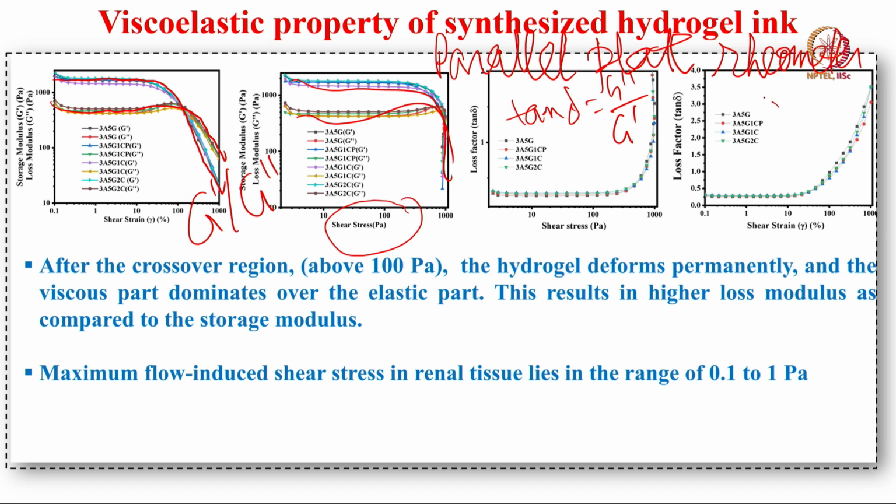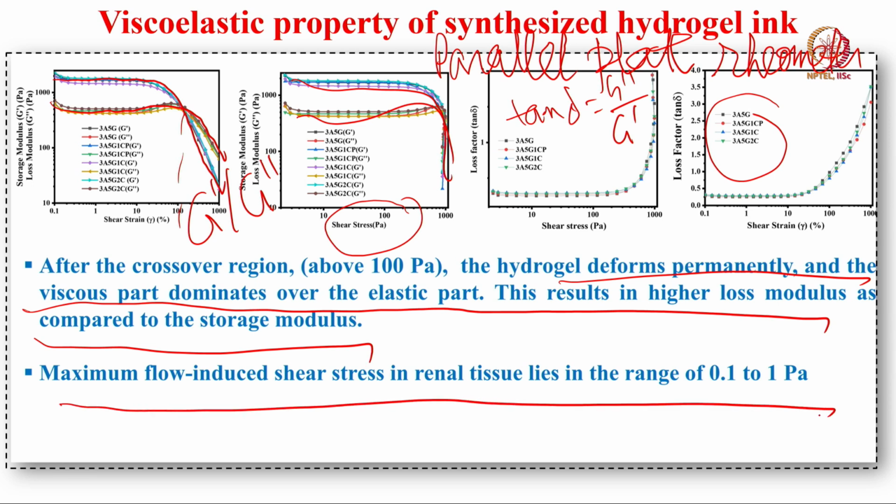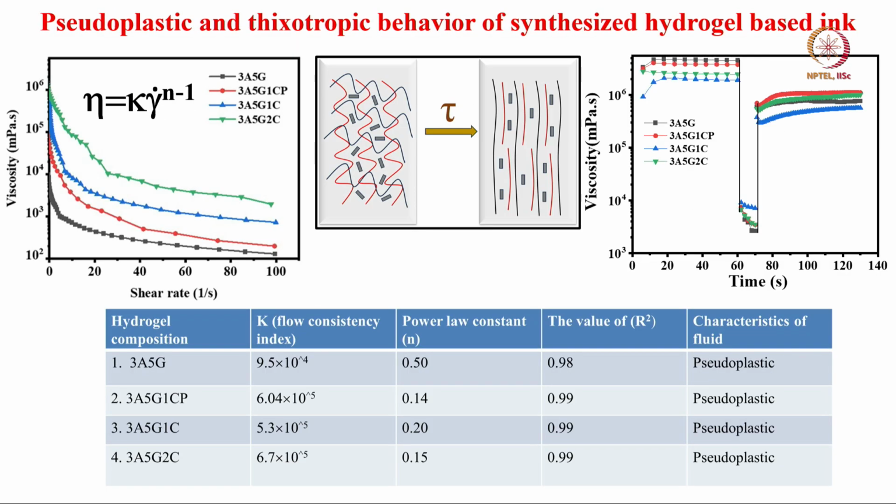Tan delta, the loss factor, is also being plotted against shear strain. After the crossover region, which is around 100 Pascal, the hydrogel deforms permanently and the viscous part dominates over the elastic part. That is, the loss modulus is higher than the storage modulus. The maximum flow shear stress in renal tissues typically lies in 0.1 to 1 Pascal.